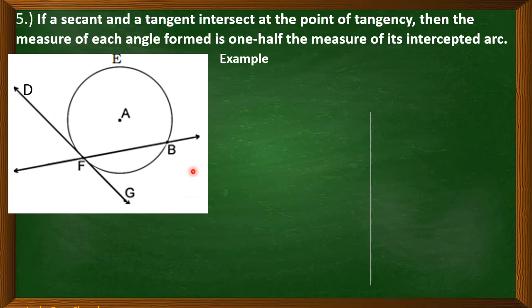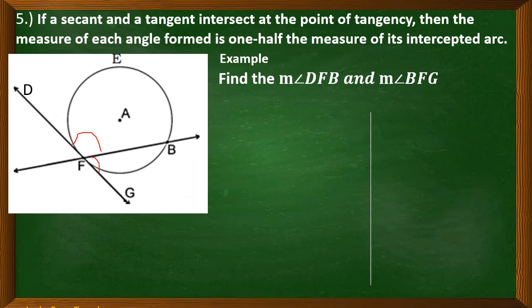Find measure of angle DFB and measure of angle BFG. We are asked to find the measurement of this angle as well as this angle here. So given, measure of arc FEB is equal to 230 degrees. So we can solve right away the measurement of angle DFB.